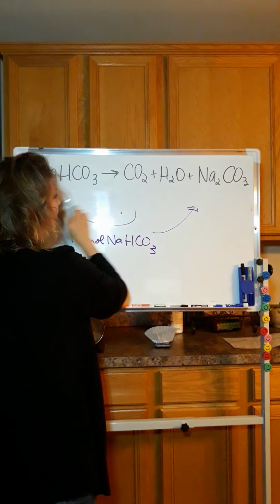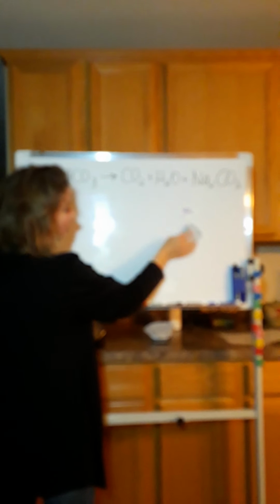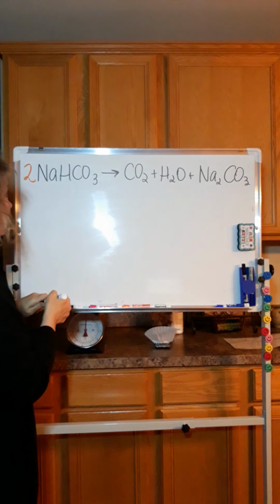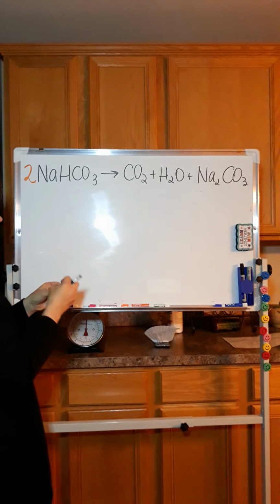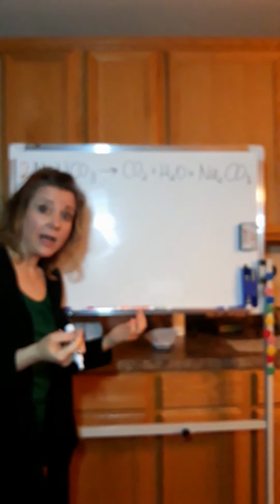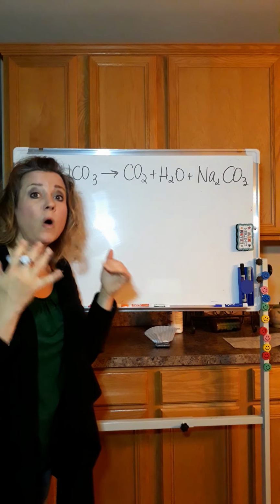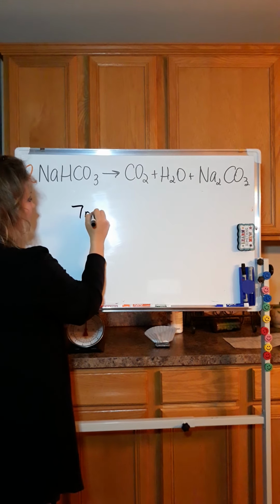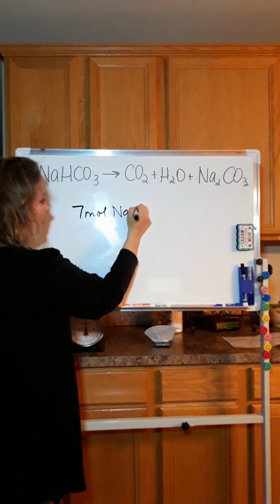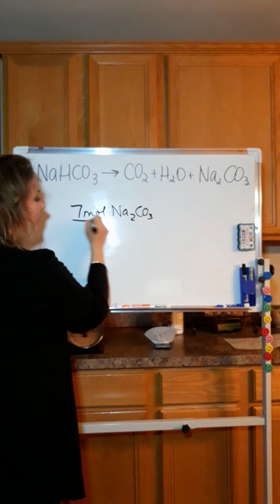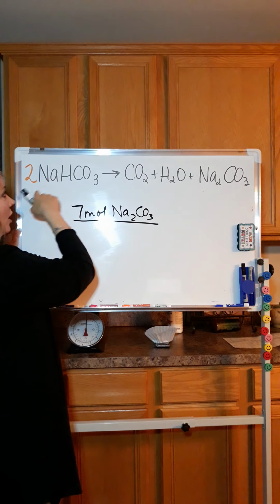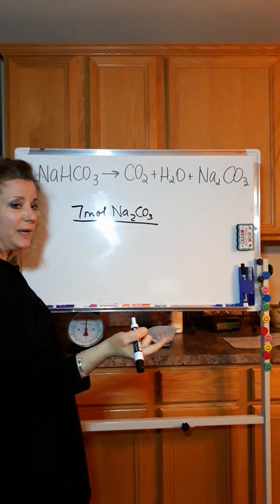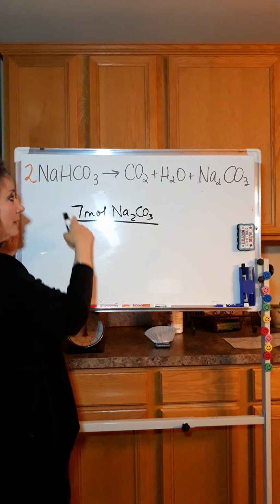But for some of you, you might not see the logic there, and that is totally fine. For some of you, you need to use the proportion. So let's start out with what we're given in the problem. The problem says that we want 7 moles of sodium carbonate. So let's start by writing that down. 7 moles of sodium carbonate. And we want to know how much sodium bicarbonate we need to start with in order to obtain these 7 moles.